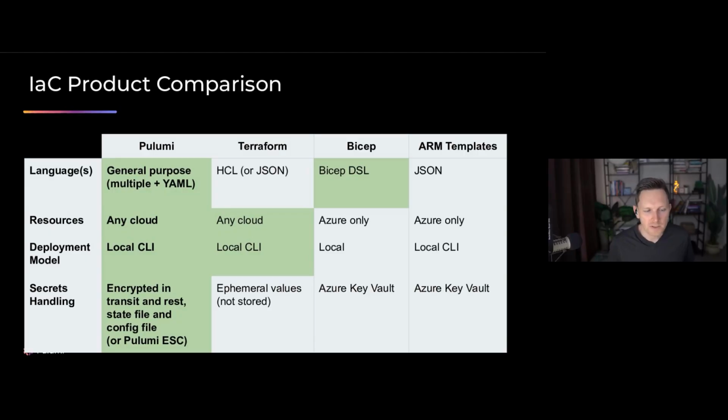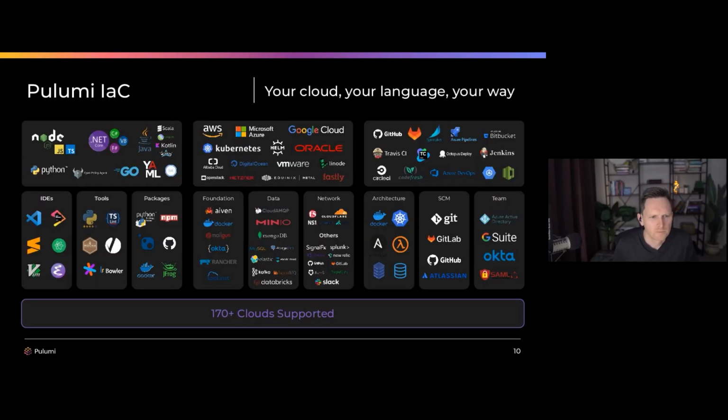I'm going to use C#. And like Terraform, I can use it on any cloud, and I can use it from my local. And we have some secret handling advantages. The big slogan that we like to use for Pulumi is your cloud, your language, your way. And by that, what we mean is if you're the C# person, you can use C# to set up things for your cloud, whether that be Azure, whether that be AWS, whether that be Google Cloud, right?